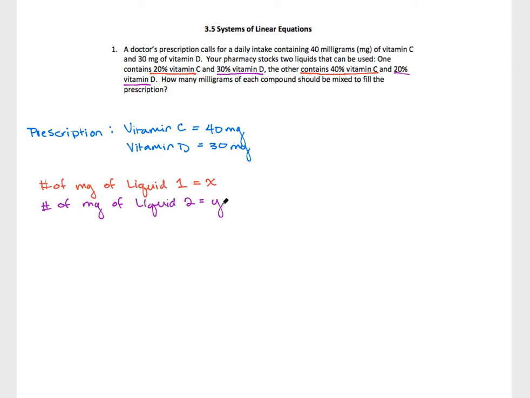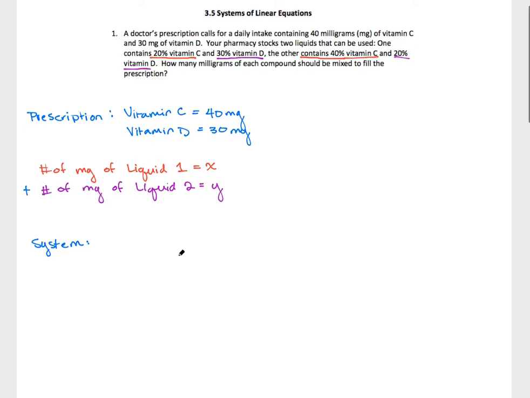Okay. So ultimately we want to solve for X and we want to solve for Y, meaning we want to solve for the number of milligrams of liquid 1 and the number of milligrams of liquid 2. And what we're going to end up doing is we're going to add them together. So once we figure out how much of each, we add them together to fill our prescription. Okay, so now we need to come up with our system. And to come up with the system, we're going to use all the information that was given to us here.